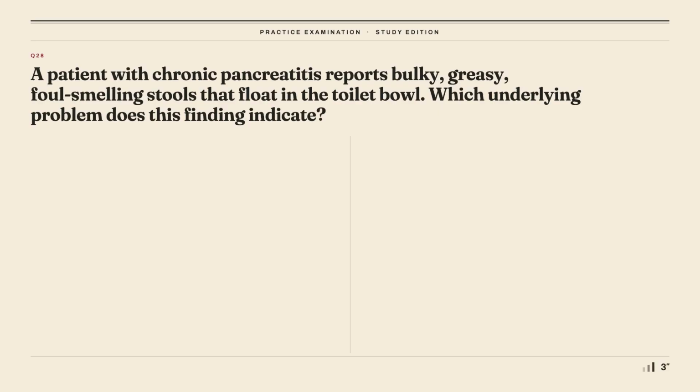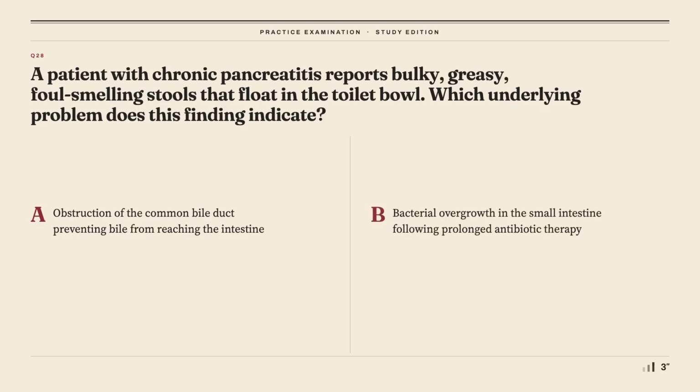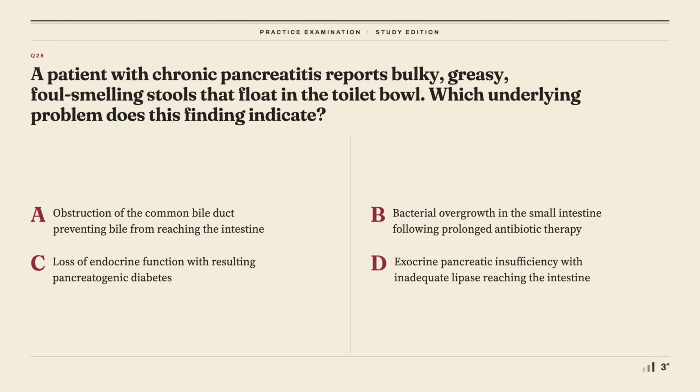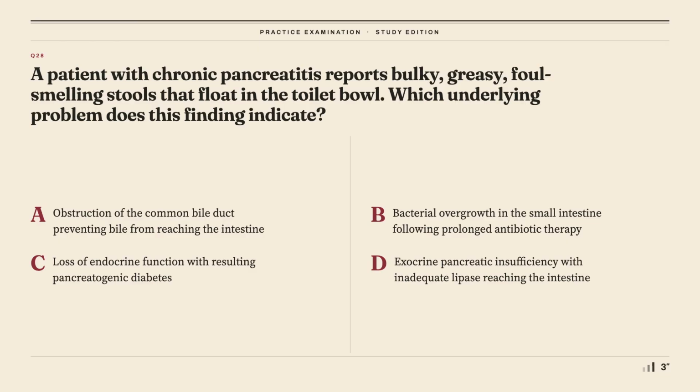Your options are A. Obstruction of the common bile duct preventing bile from reaching the intestine. B. Bacterial overgrowth in the small intestine following prolonged antibiotic therapy. C. Loss of endocrine function with resulting pancreatogenic diabetes. D. Exocrine pancreatic insufficiency with inadequate lipase reaching the intestine. What's your answer? Commit to one before I continue.